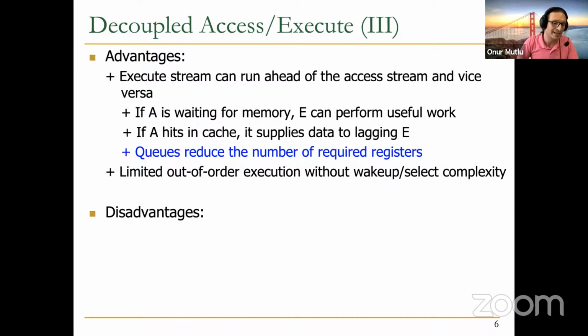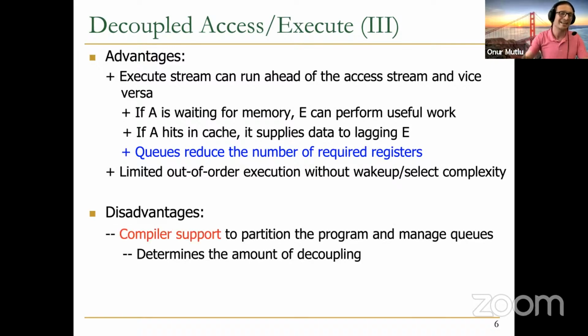Of course, everything comes with disadvantages. Now, again, the compiler is important here. The compiler was important for VLIW. The compiler is important for systolic arrays. The compiler is important for decoupled access and execute. You need to have compiler support to partition the program and manage the queues. This determines the amount of decoupling you can get. And people have developed interesting compilation techniques for this also, not as much as VLIW has done, and not as much as the work that's going on in systolic arrays today, actually. But still, the compiler is important.